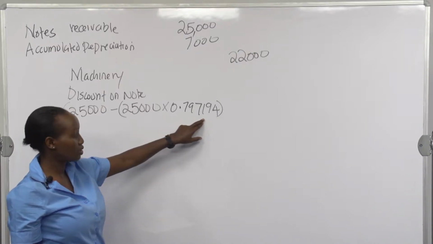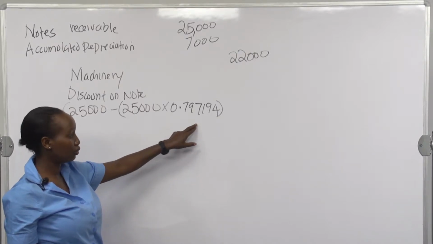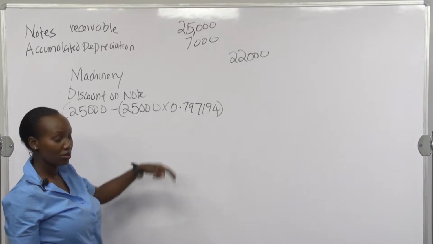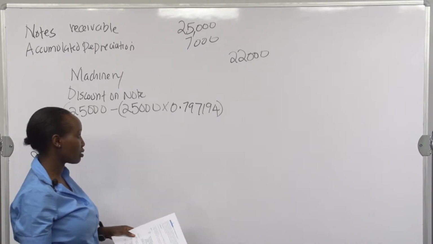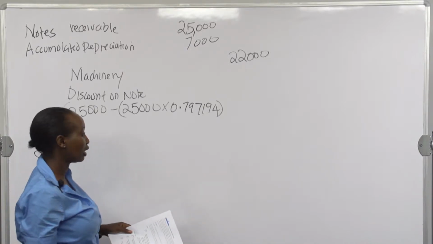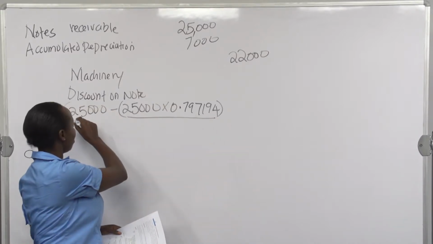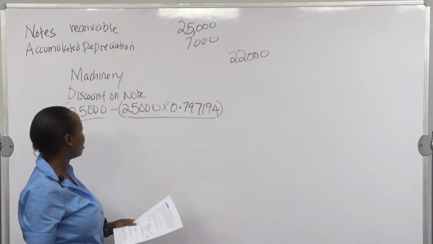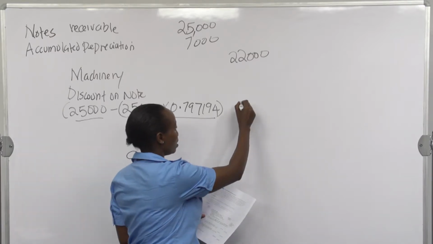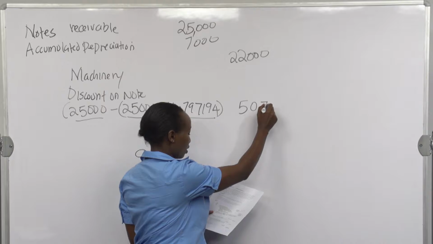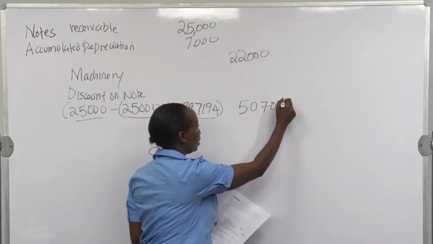Note that we do use the tables in the middle of the textbook. If you use your calculator, your solution will be off a little bit. So use the tables in the textbook when calculating questions. So this is our present value, and this is the book value. The difference is our discount, which is $5,070.15.